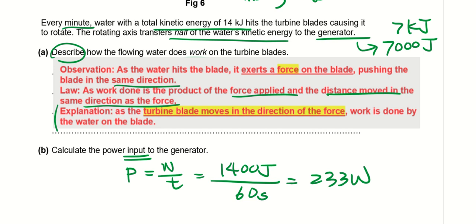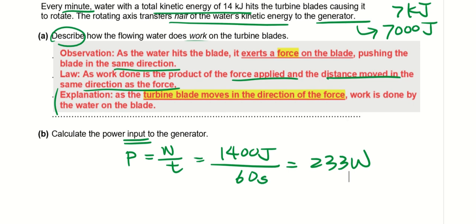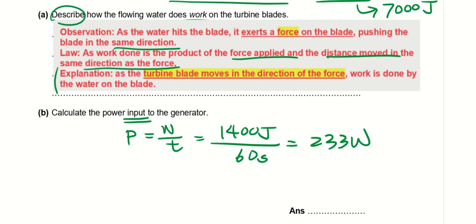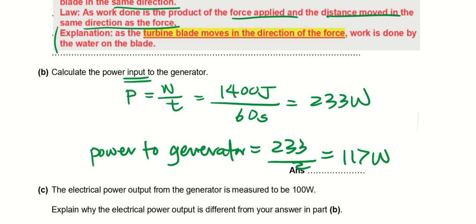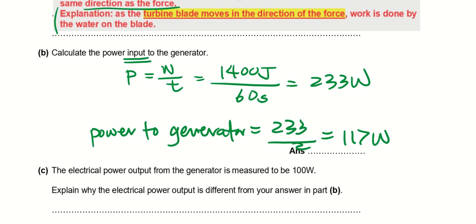But what is the power to the generator? The rotating axis only transfers half. So the power to the generator is actually half of that. So that equals 233 divided by 2, which equals 117 watts. Okay, remember the unit for power.